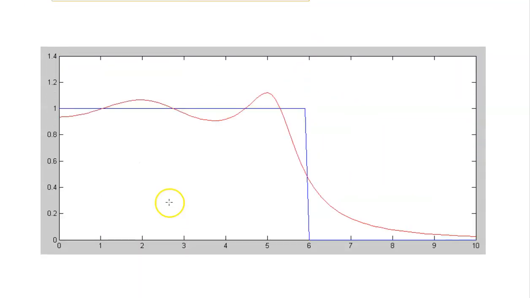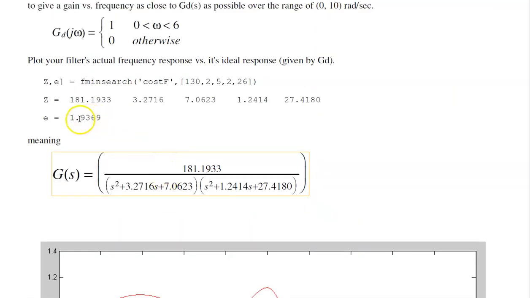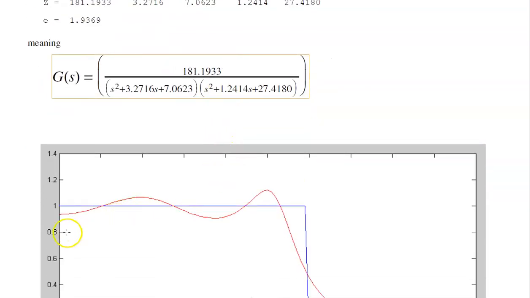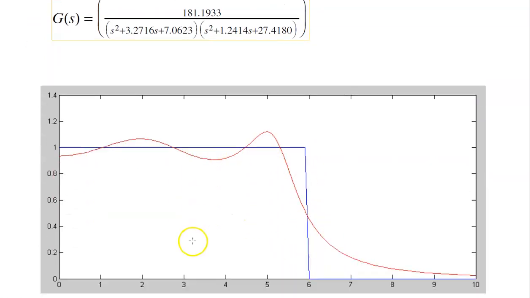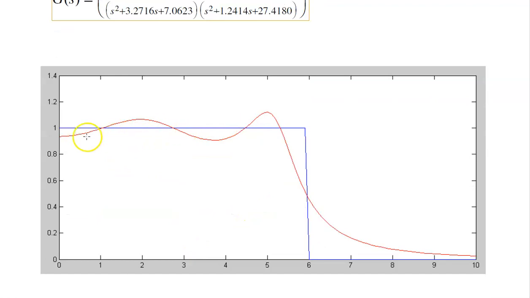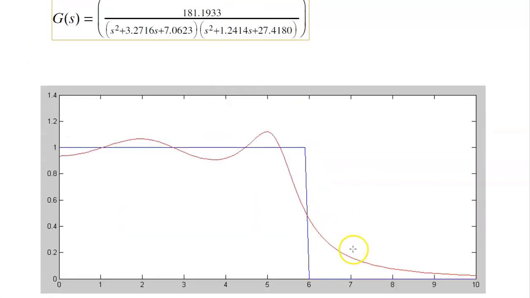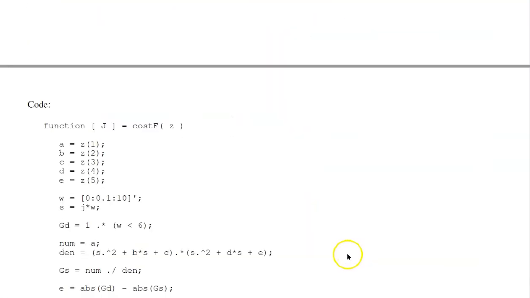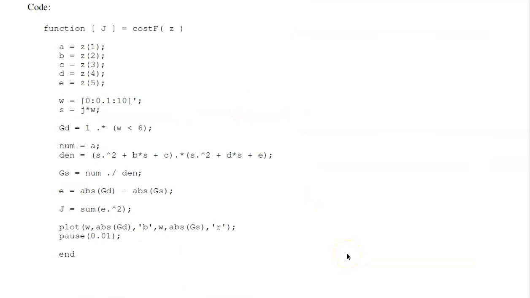And what it did is it came up with this, my minimum. The sum squared error is 1.9. That's the smallest it could make the error with these numbers, which gives me the red line. That's the actual gain versus frequency. The blue line is what I want it to be. Take the difference of the two, that's the error. Add up the sum squared error. The smallest MATLAB could make that was 1.93. So that's filter design using MATLAB and fminsearch.